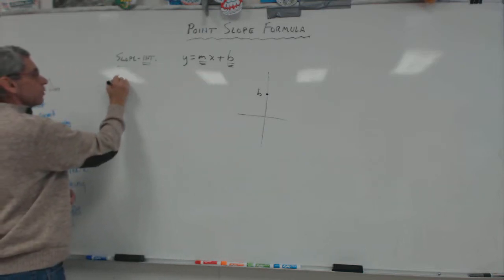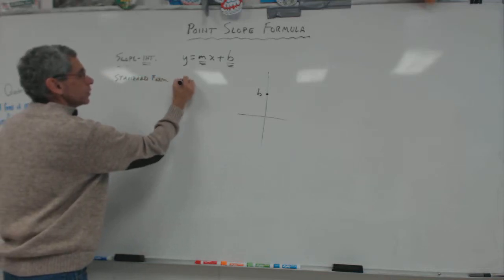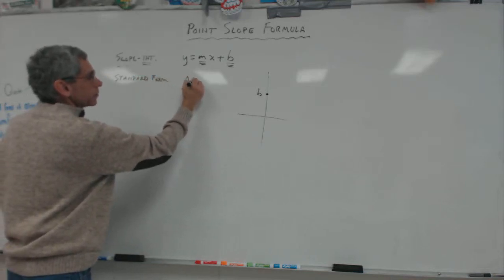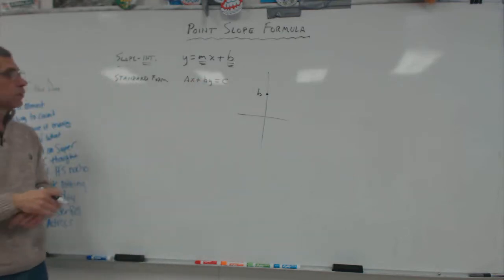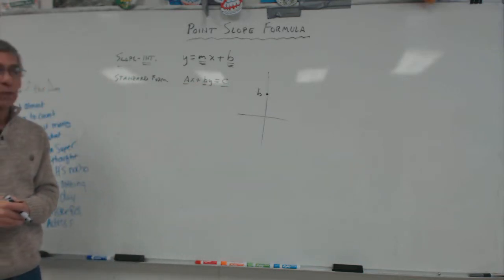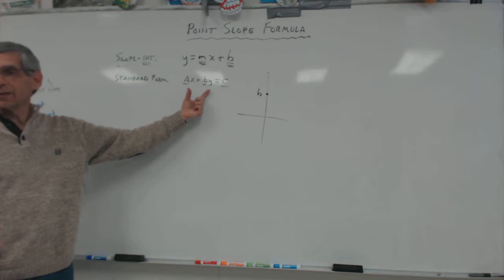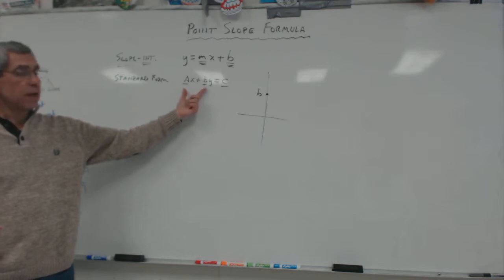Okay, there's also standard form, which is ax plus by equals c, where a, b, and c are numbers, and the x and the y stay the same. But notice with the standard form, you have the x and the y on the same side, right? Last year when we did systems of equations, a lot of times they're written in this form, okay?